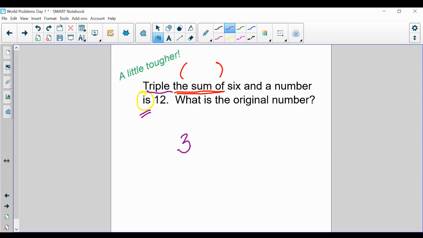Remember that slide that I showed you of the words. So I'm going to have triple something. Well, the next words tell me what that something is. The sum tells me I'm going to have addition, and it says 6 and a number. So I'm going to say 6 and a number is going to be indicated by x. Now, just so you know, we could write this the other way and write the x first, but remember the commutative property says that the order doesn't matter. All right, and now I know that I'm going to say equals 12 because it says is 12.